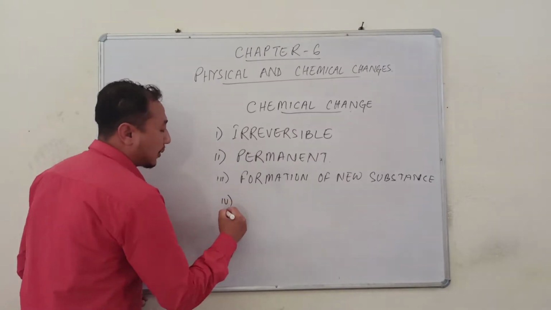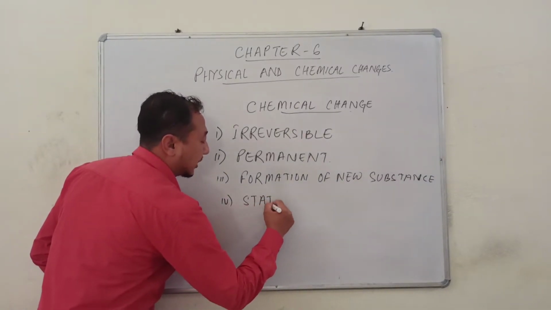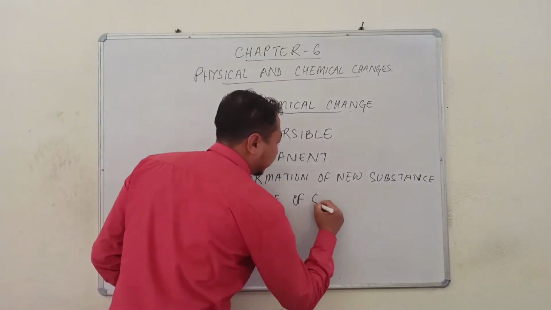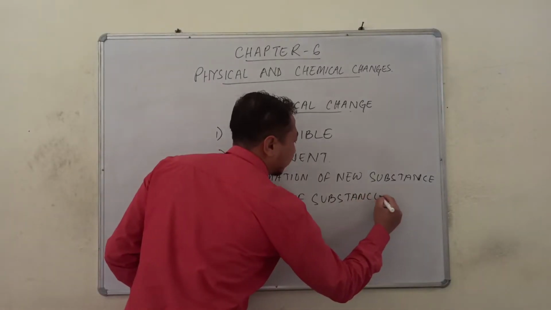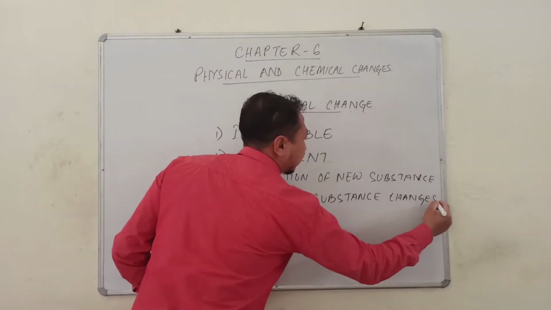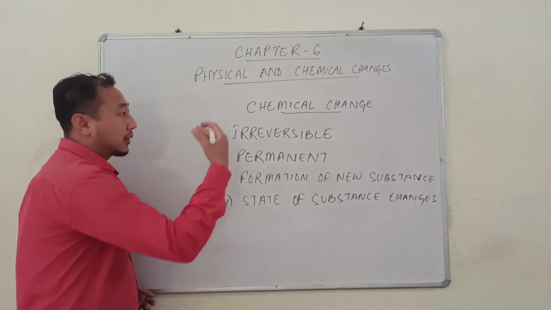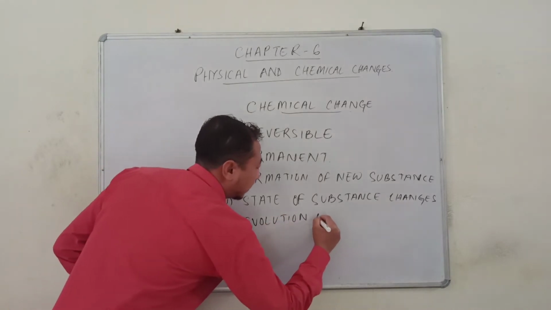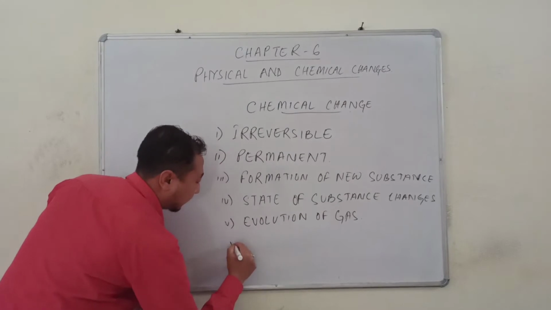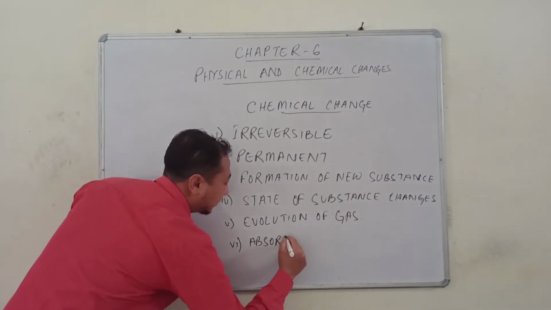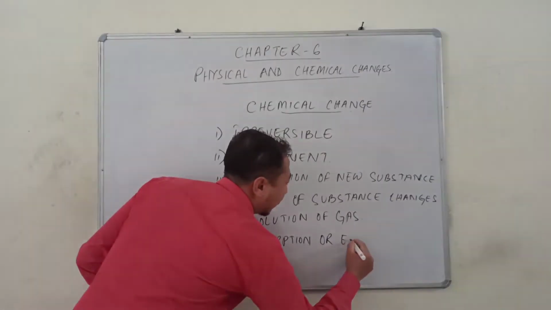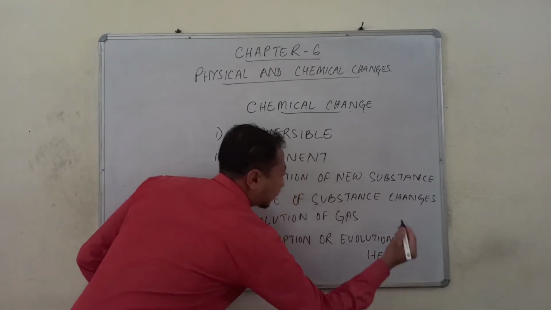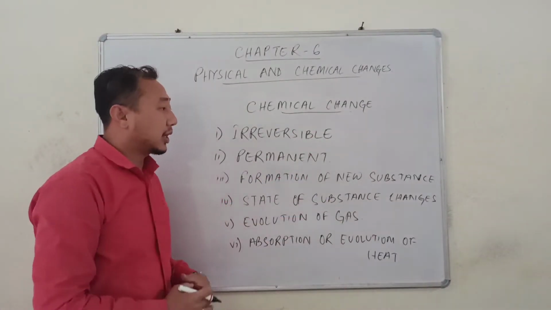In some of the chemical changes, we will be able to observe that the state of the substance, whether solid, liquid or gas, will also change. Again, some other properties of chemical changes are that there may be evolution of gas. Then there may be absorption or evolution of heat energy. So these are some of the properties of chemical changes.